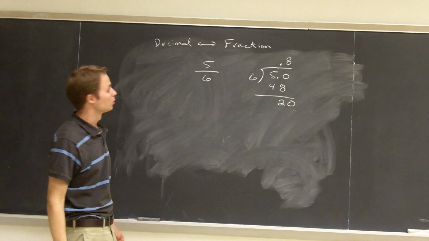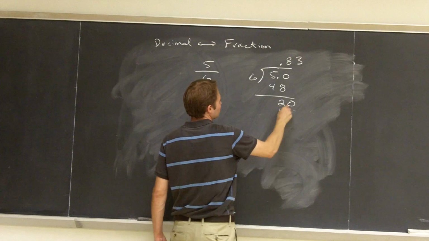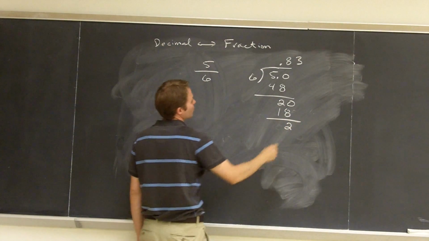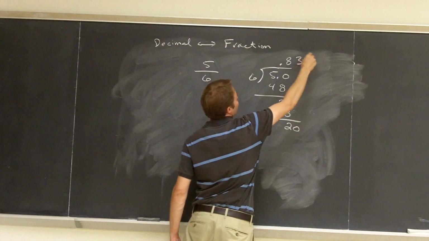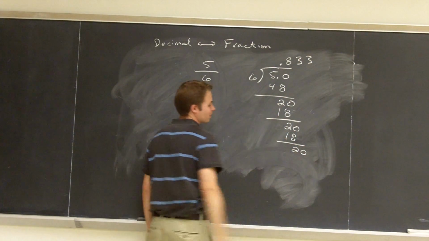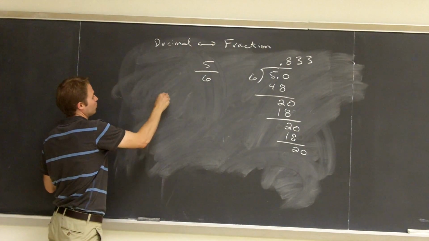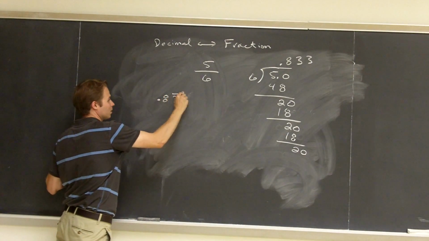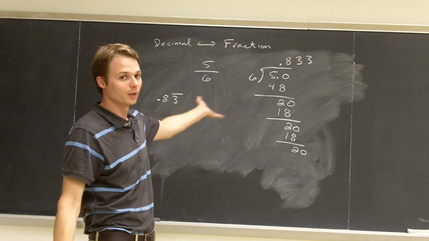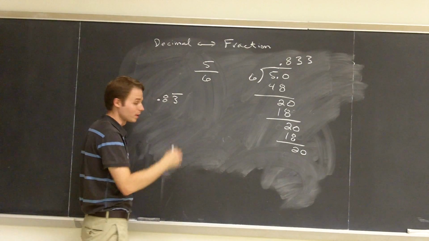6 will go into 20 3 times. You'll notice again, we start getting this pattern where every time I'm going to get a 20, and then 6 goes into 20 3 times. So 5/6 will turn into 0.83, but the 3 is going to repeat forever and ever and ever. Now you're not always going to get one that continues, of course. It just kind of depends on the way the problem is set up.